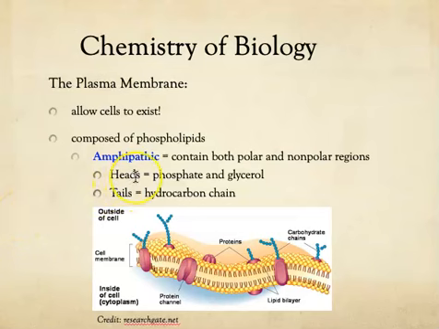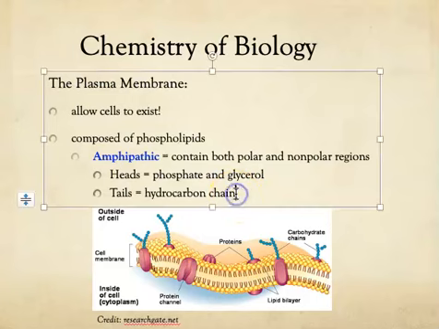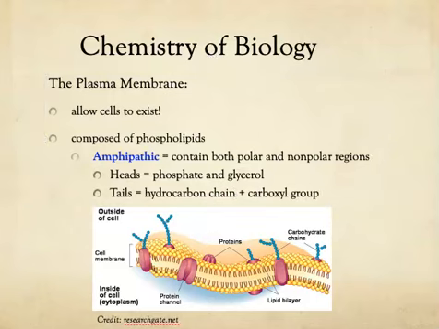Remember, the head of a phospholipid is composed of a glycerol and a phosphate. The tail of a phospholipid is a chain of hydrogen and carbon, along with a carboxyl group at one end. And I've forgotten to put that here on the slide, so I'll put it now. The tails of a phospholipid are called fatty acids, and they are made up of a long chain of hydrocarbon that has a carboxyl group at one end.